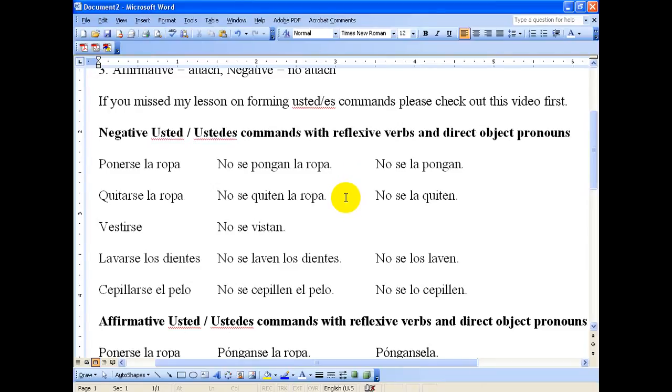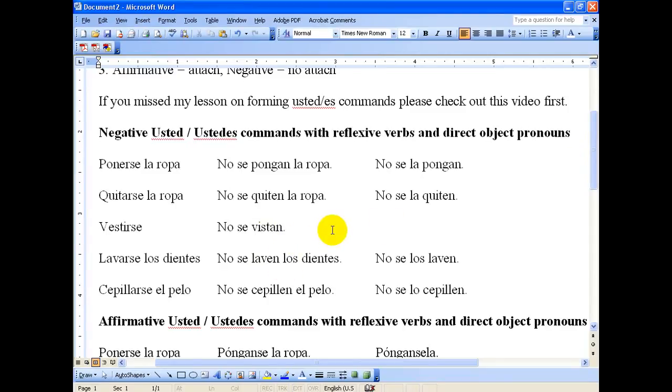Let's go to the next one. So take off the clothing. I'm going to say don't take off the clothes. No se quiten la ropa. And then if I want to say don't take them off, the clothing, or the clothes, no se la quiten. Vestirse, careful with this one. So vestirse is a boot verb also, so it's going to be no se vistan. I don't need another one over here because there's no other pronoun I put in that one.